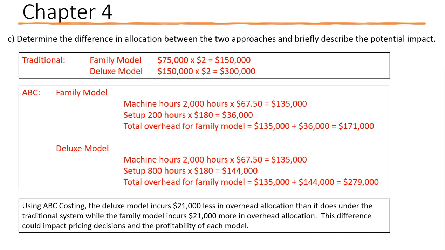So this difference could impact pricing decisions and the profitability of each model. It may determine how the factory is run differently. If we're assuming that the machine hours and the setup hours are more directional in how the costs are incurred, then that's a better way to do it, and you're going to get better data for the overhead allocation. Again, it's still an allocation. We're still estimating some stuff, but if we're getting closer to what's driving the cost, then we're going to get better data out of that and make better decisions.